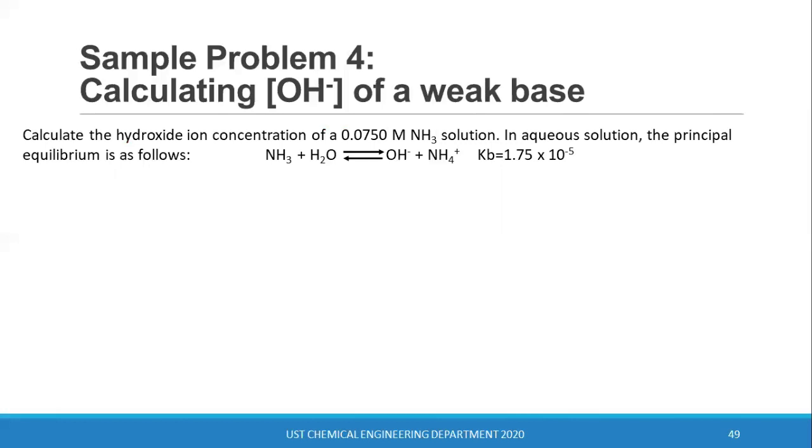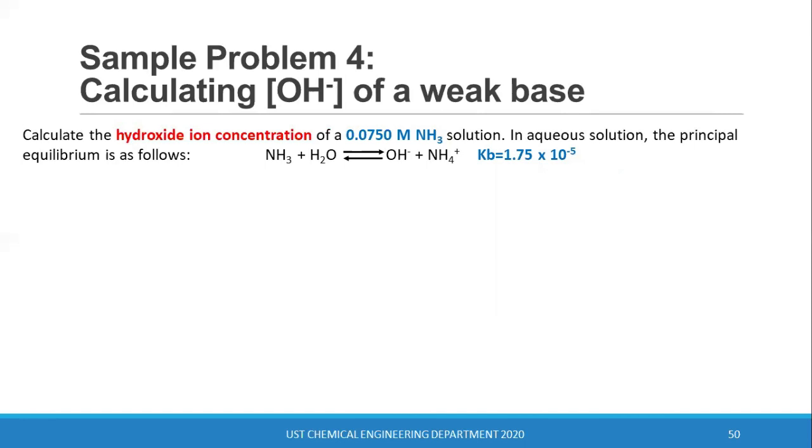Moving on to sample problem number 4, calculating the OH minus concentration of a weak base. In this problem, we are asked to compute for the hydroxide ion concentration in a 0.0750 molar ammonia solution. First step is to list down all the necessary givens and unknowns. Here, again, I highlighted the concentration of the weak base ammonia and its corresponding Kb because we will need them later in our calculations.